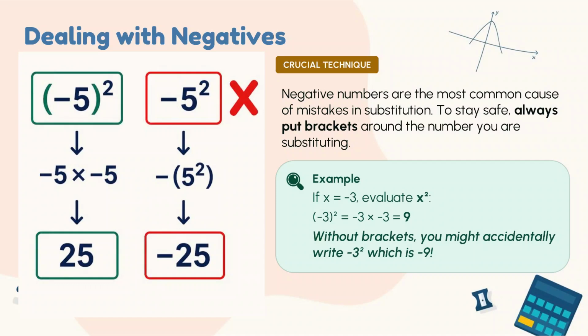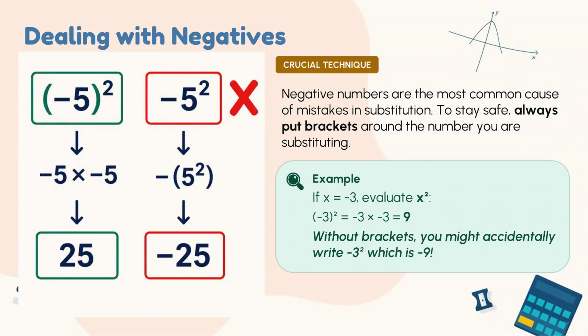Negative numbers are where many substitution mistakes happen. To avoid errors, always put brackets around the number you are substituting, especially if it is negative. For example, if x equals negative 3, and we need to evaluate x squared, we write bracket negative 3 bracket squared. That means negative 3 times negative 3, which equals positive 9. Without brackets, you might accidentally write negative 3 squared, which means something different. Using brackets keeps the substitution clear and accurate.